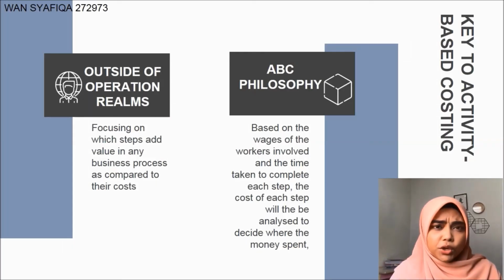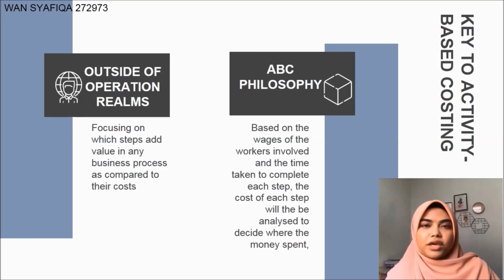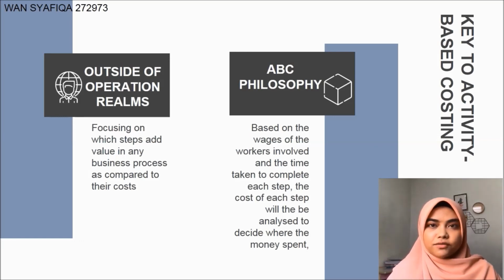Now, you must be curious, what is the key to activity-based costing? The key to activity-based costing as a philosophy outside of the operational realms is focusing on which steps in any business process add value as compared to their costs. A purchasing department, for example, has a set of steps: receiving the purchase request, obtaining approval, placing the purchase order, ordering the material in question, sending payment, and receiving the item and recording the receipt.